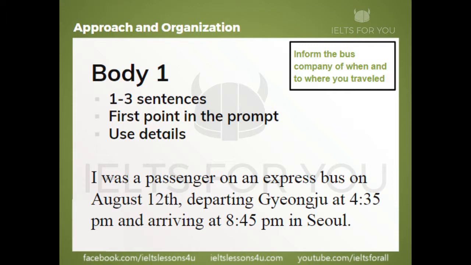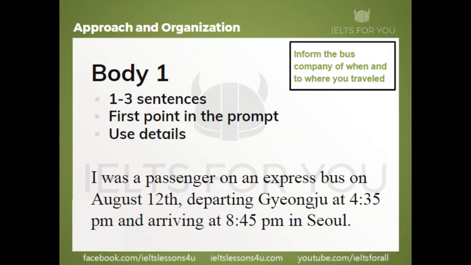Okay, so if we can remember, the first thing in our prompt was inform the bus company of when and to where you traveled. So let's read body 1. I was a passenger on an express bus on August 12th, departing Gyeongju at 4:35 p.m. and arriving at 8:45 p.m. in Seoul.